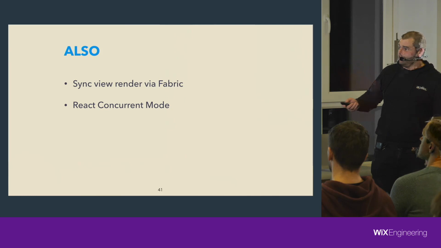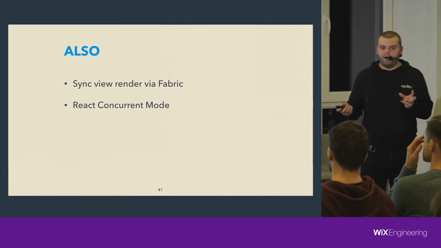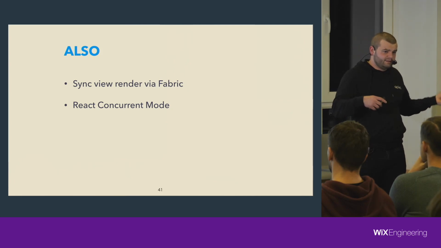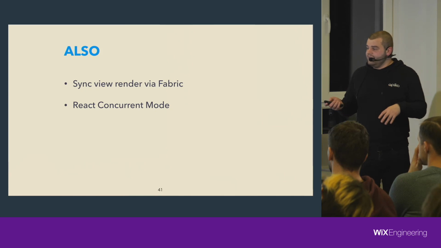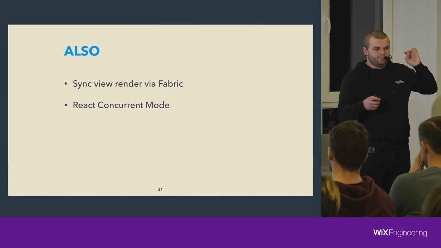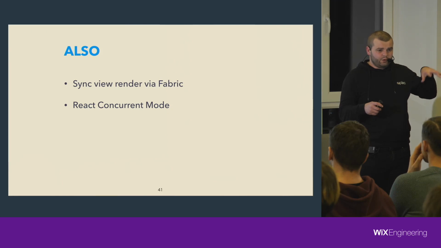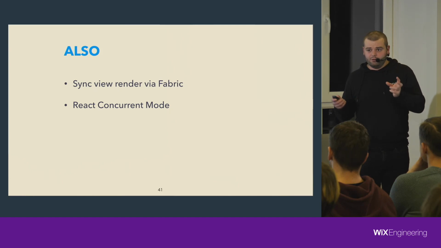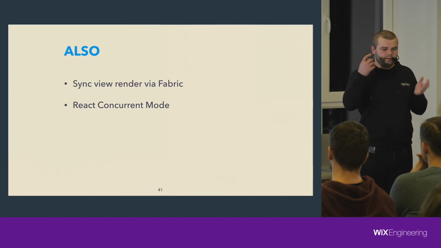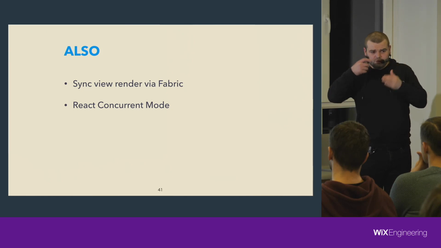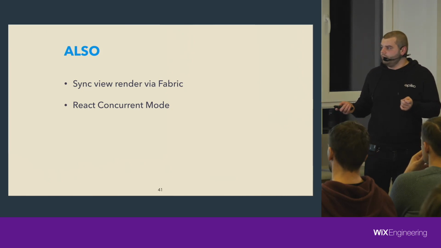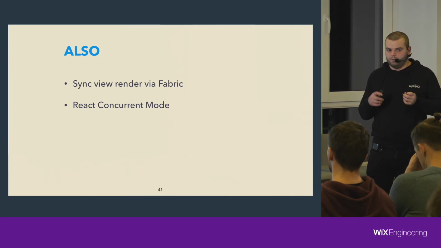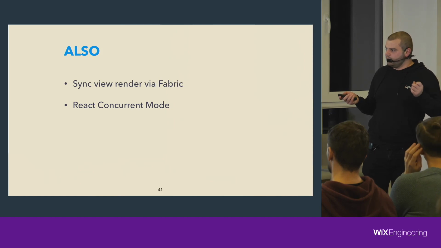And also, the sync view render via Fabric. Fabric is a new architecture. You probably already heard about that somewhere. But basically, it will allow you to write kind of document.createElement, and it will synchronously create your element, but not in the browser, in the React Native world, and it will do that synchronously. Also React concurrent mode cannot be possible without sync view render. So React concurrent mode won't work.